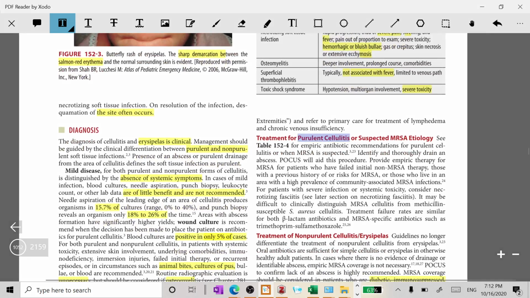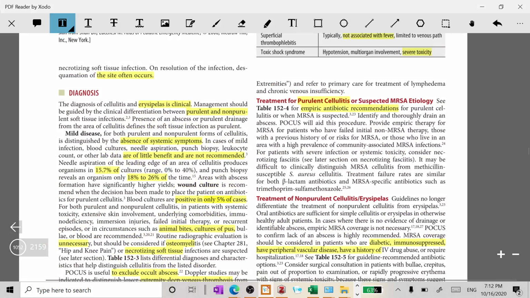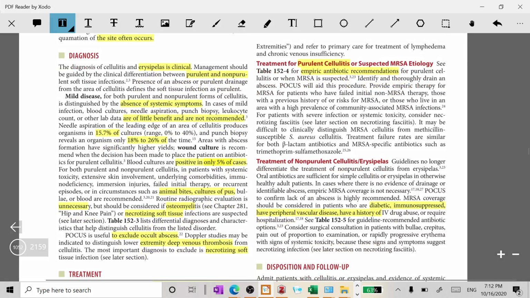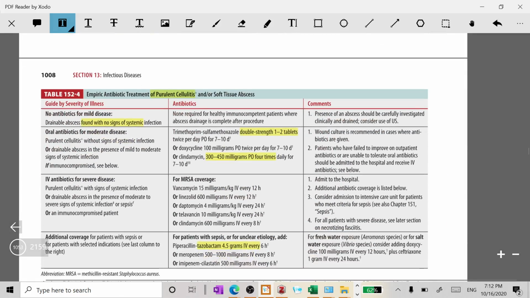Now, for purulent cellulitis, we are going to discuss the empiric antibiotic recommendation. What are the empiric drugs normally used in purulent cellulitis? Should I give a broad spectrum antibiotic, or don't we know yet? Let's dive into that. It is guided by severity of illness, and here we find the antibiotics, and we'll see the comments about that.